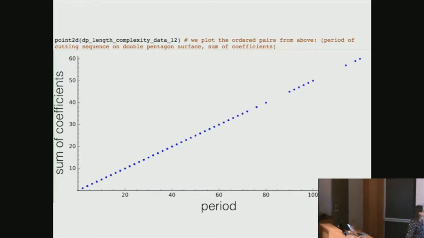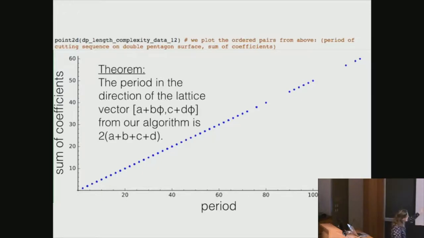It's a line. And it's a line with, well, slope 1/2 in this case, which is what we wanted. The period is 2 times the sum of the coefficients. So exactly like 2 times p plus q. It was like the most beautiful thing that happened all year. And it happened in February. So that was our theorem.